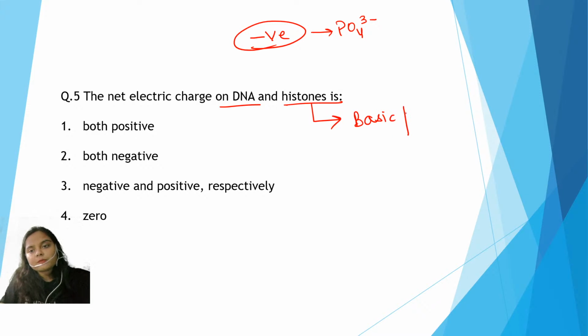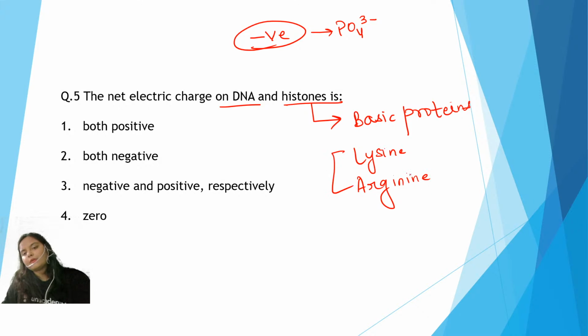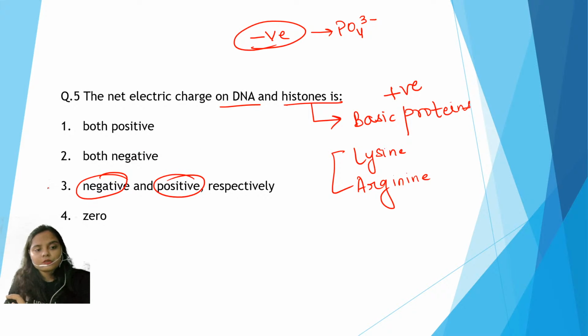And I've also told you that these histones are the basic proteins. Why? Because they contain basic amino acids, that is lysine and arginine, in more numbers. These lysine and arginine are the basic amino acids. So they are present in more amount, so they are basic proteins, that means positively charged proteins. So the right answer to this question is negative on DNA and positive on histone. So the right answer is option number 3.